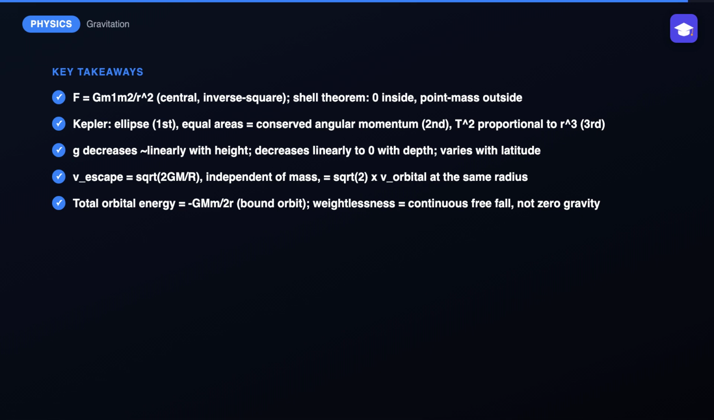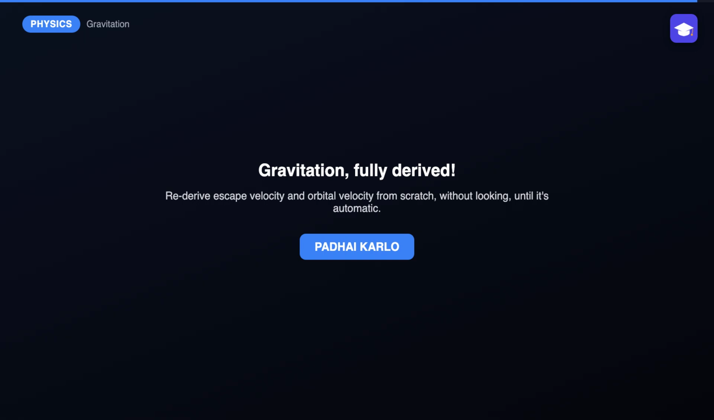And geostationary satellites orbit at a fixed radius with a 24-hour period above the equator, while weightlessness in orbit is simply continuous free fall, not the absence of gravity. That's the complete gravitation chapter for JEE. Keep the shell theorem, the escape versus orbital velocity ratio, and the g variation formulas sharp. They show up constantly in numericals.